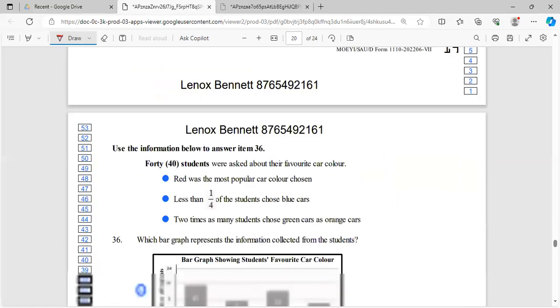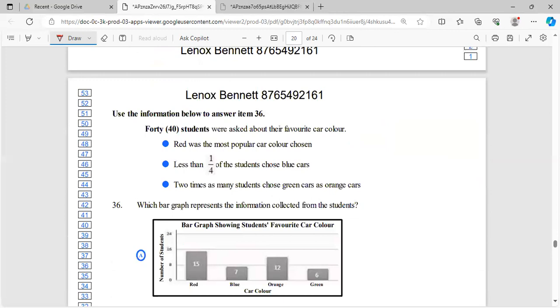Alright, let's look at 36. Use the information below to answer item 36. 40 students were asked about their favorite car color. Red was the most popular car color chosen. Less than a quarter of the students chose blue. 2 times as many students chose green cars as orange cars. Which bar graph represents information collected from the students?